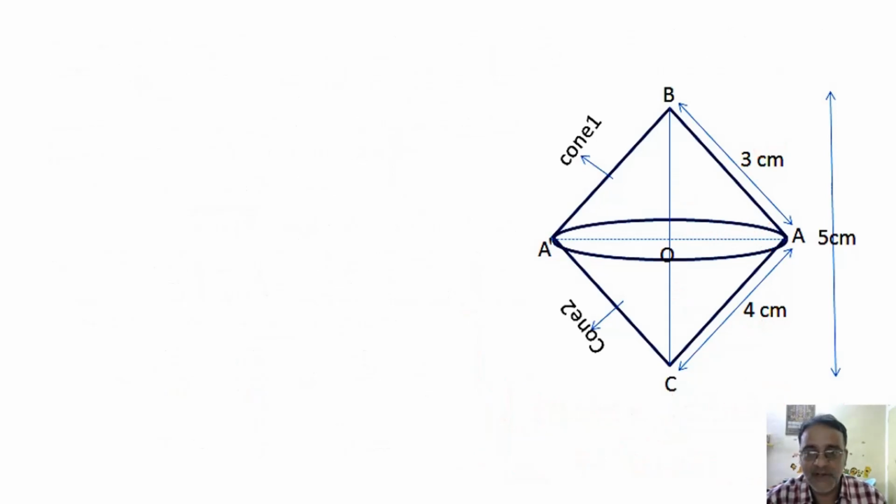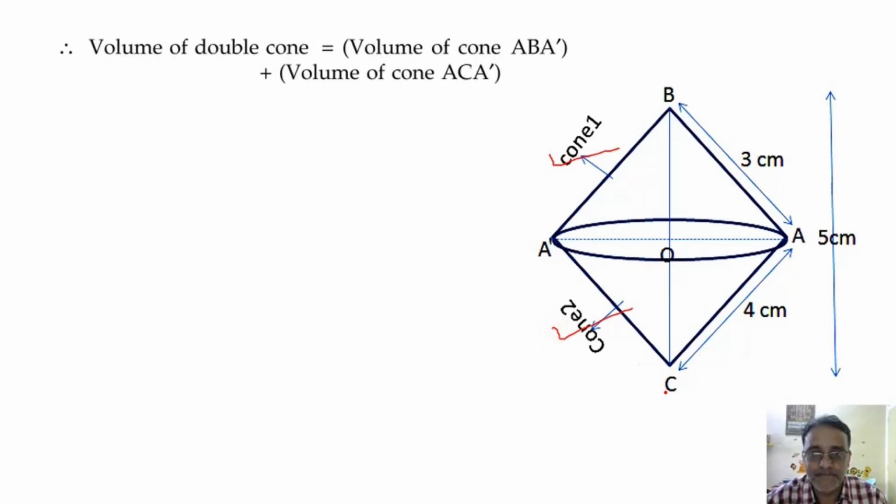Okay, we'll move towards volume now. Volume of double cone. Very simple: volume of upper cone plus volume of lower cone. What is the formula of volume of cone? 1 by 3 pi r square h.